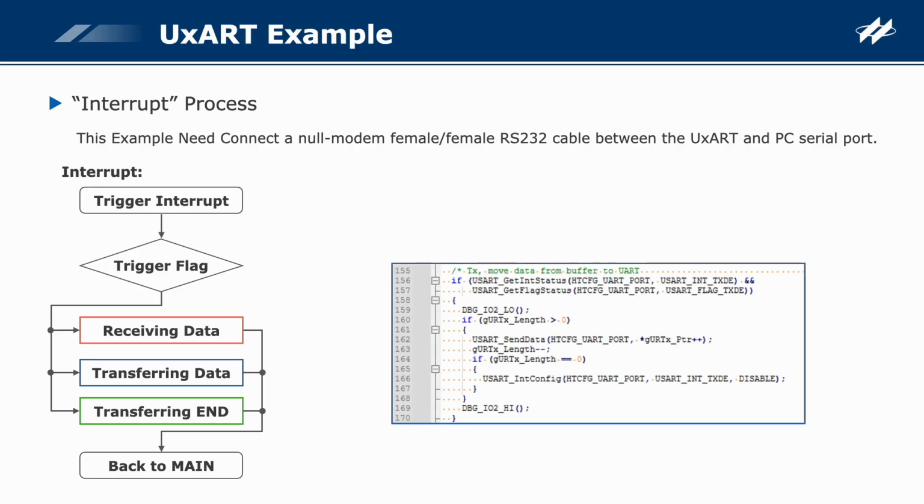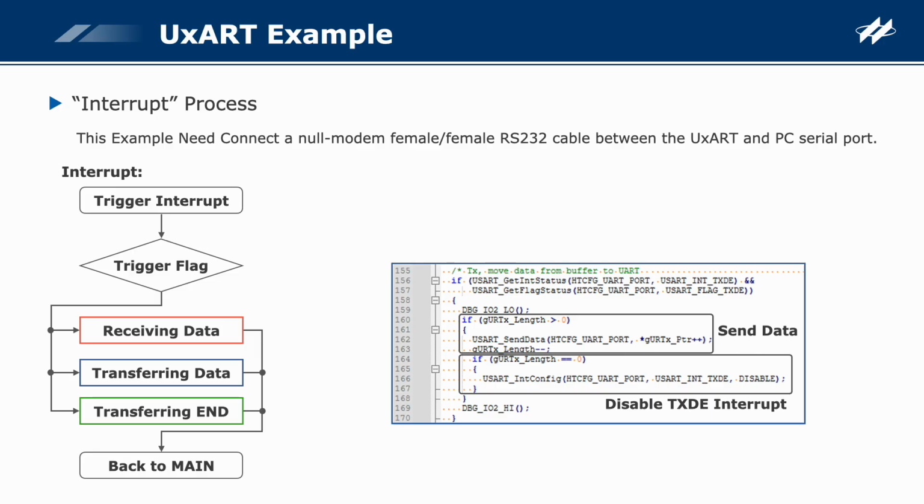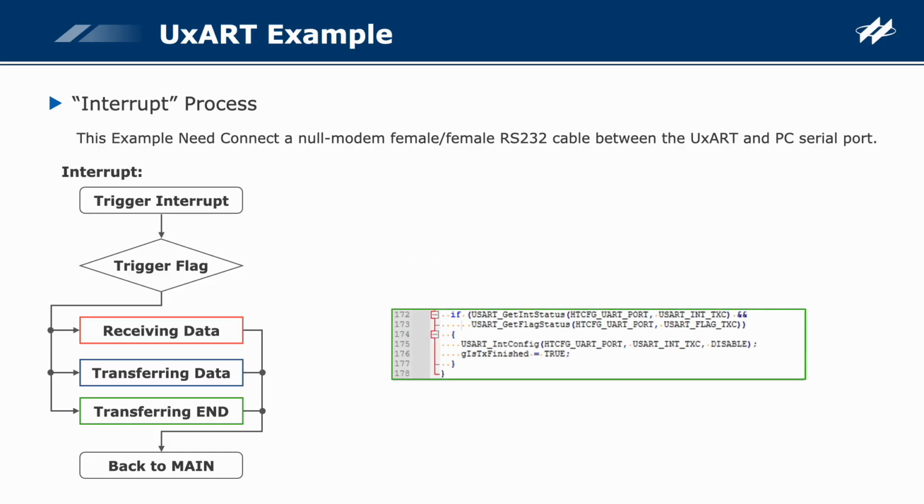When the flag indicates a transferring data, the system will transmit data sequentially. Once the final data has been transmitted from the TDR, disable the TXDE interrupt. When the flag indicates a transfer end, entering this part means that the TSR is empty, which signifies that all data transfer is complete. Consequently, disable the TXDE interrupt and set the TXEND flag. This concludes the analysis of this example.